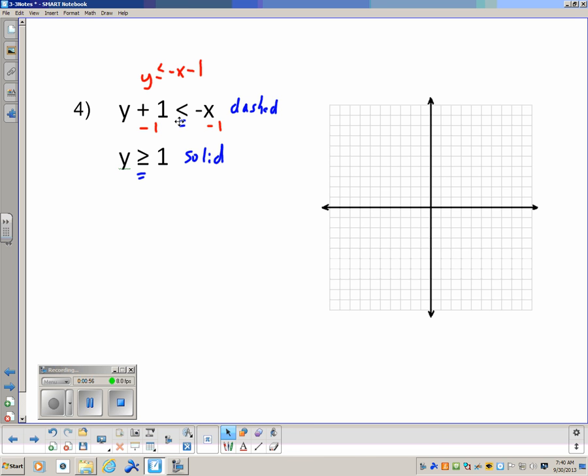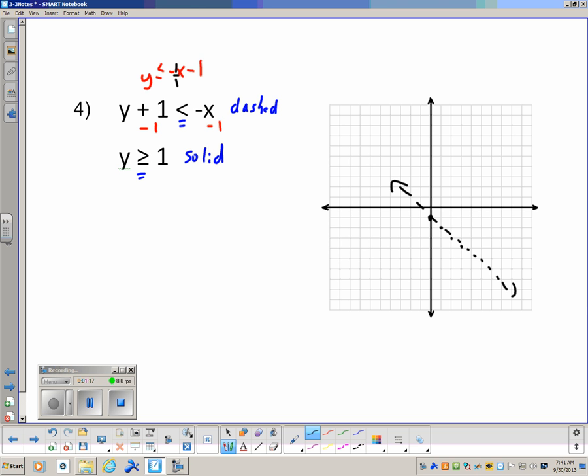So now if I were to graph that out, I can see my y-intercept there is negative 1. And my slope there is negative 1 over 1. So I'm going to come down 1, run 1, come down 1, run 1, come down 1, run 1. And connecting those, we said this was dashed.